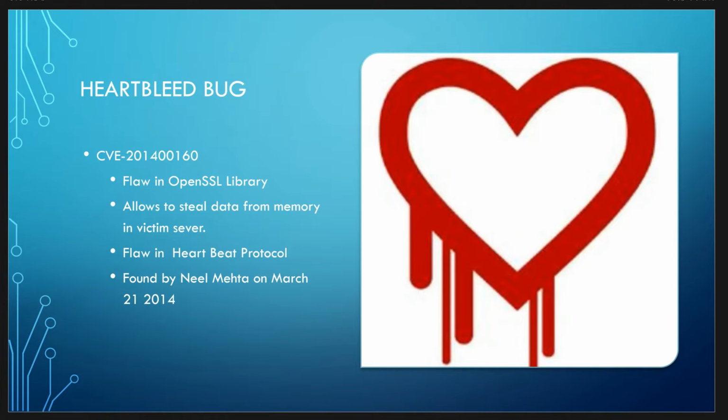The heartbeat bug, or CVE-2014-0160, is a severe implementation flaw in the OpenSSL library, which enables the attacker to steal data from the memory of the victim server. The contents of the stolen data depend on what there is in the memory of the server. It could potentially contain private keys, TLS session keys, usernames, passwords, credentials, credit cards.